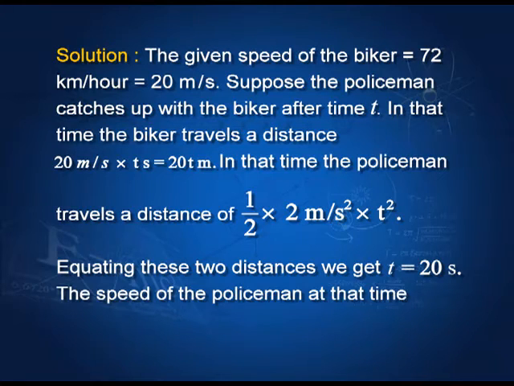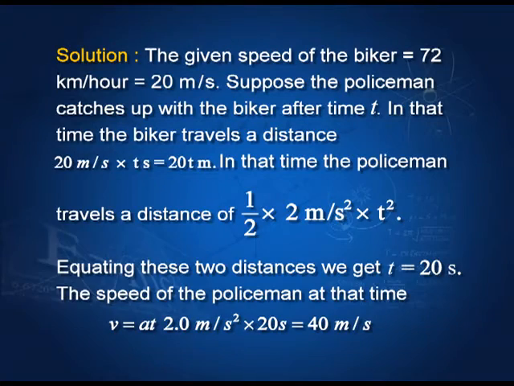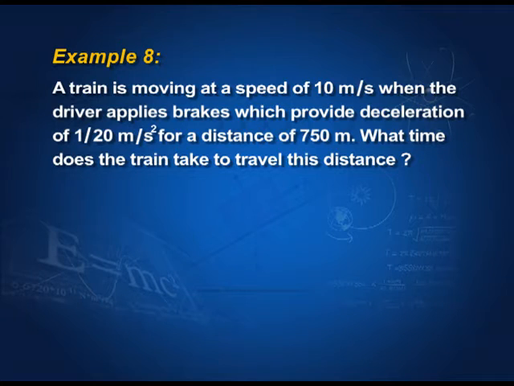The speed of the policeman at that time is given by v equal to a t, because u is 0. So, v is equal to a t, that is 2.0 meter per second square into 20 seconds, which is 40 meters per second. Let us take another example.